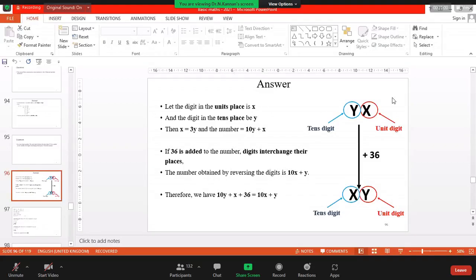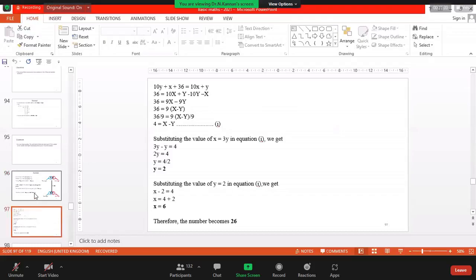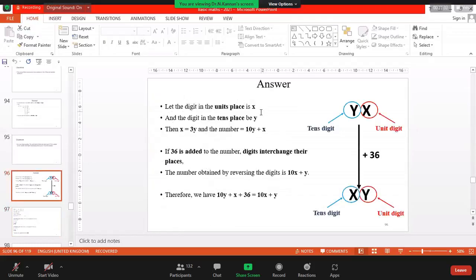You see, usually when you add 36, the digit places change their position. Yes, very good, one student has done that. Yes, 26. Who is that? Virud? Are you available? Yes, sir. Good. So it changes its place, and we just change it here and there.